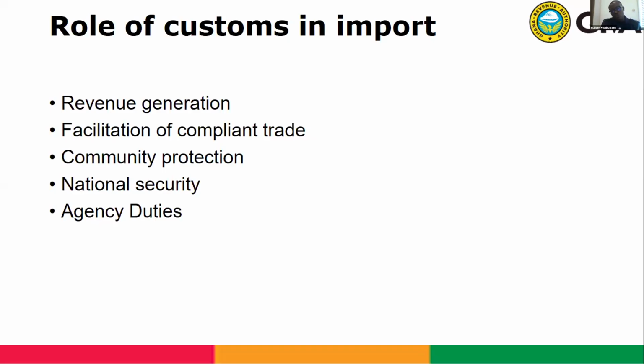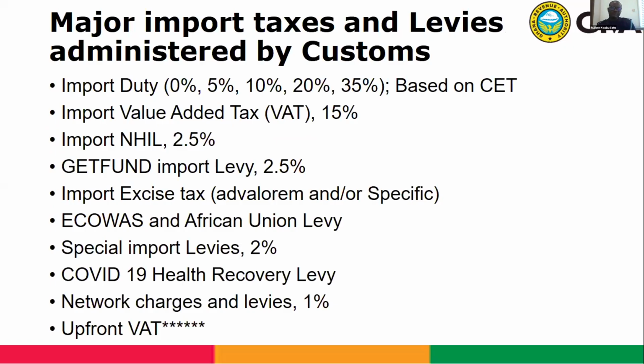We also do community protection. We ensure that goods that are brought in comply with sanitary and phytosanitary measures, so that the community is protected. And we also do national security by ensuring that things that can destabilize the country don't come in. Customs also performs agency duties on behalf of some agencies who may not be present at the time of import. So those are the major roles customs performs in import.